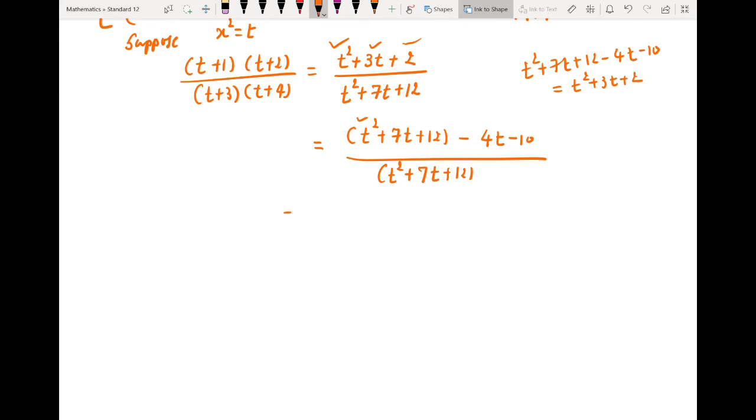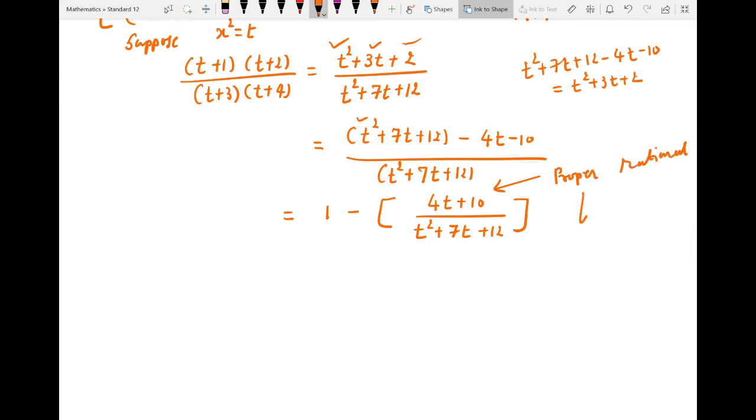Now divide each term by denominator. So this is 1 minus 4t plus 10 upon t square plus 7t plus 12. So now you can observe this is a proper rational function. So the improper function we have expressed as sum of polynomial, which is a constant polynomial.